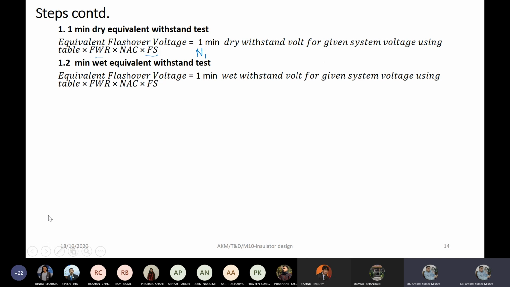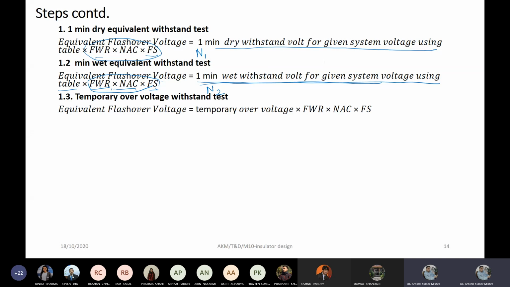Next, you do a similar process. This is given to you. Then again, the flashover to withstand ratio, non-atmospheric condition, and these three will be the same as in the previous case, because non-atmospheric conditions depend on the temperature and pressure. So you are designing at the same atmosphere, and the factor of safety is your practice. The only thing that changes here is, instead of 1 minute dry withstand voltage, you choose the 1 minute wet withstand voltage, and then you can calculate and get, say, the number of disks is n2.